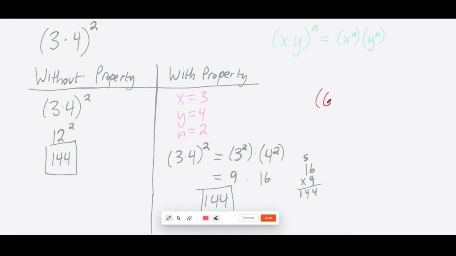So if we had, for example, 6x and the entire thing raised to the second power, well, here we don't know what x is. In other words, we have an unknown. So there it actually makes sense to use the property to simplify it as much as possible. So we would distribute the exponent, if you want to think of it like that. So 6 squared times x squared, and 6 squared is 36. So 36x squared would be the simplest that we could make this expression, given that we don't know what x actually is. And this is the real use case for this property.